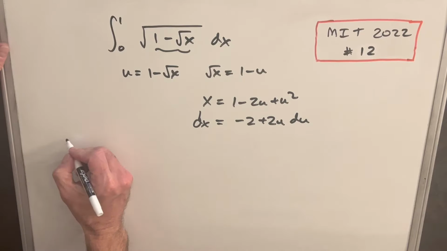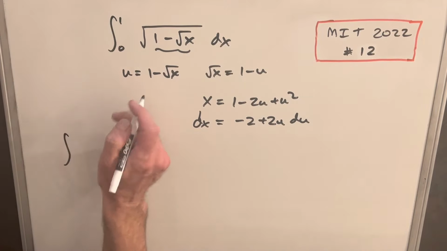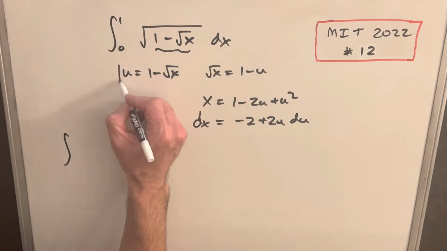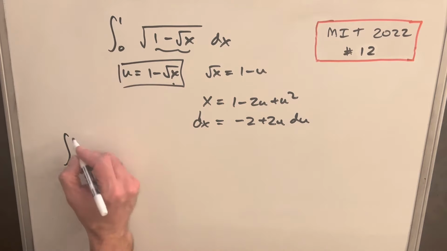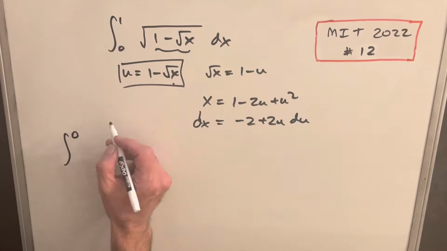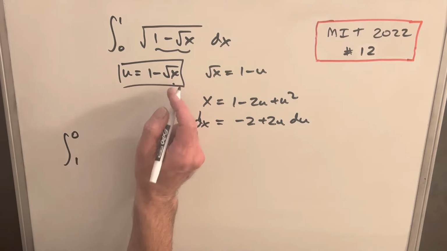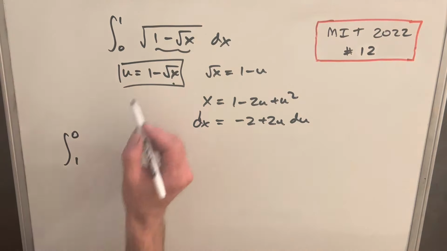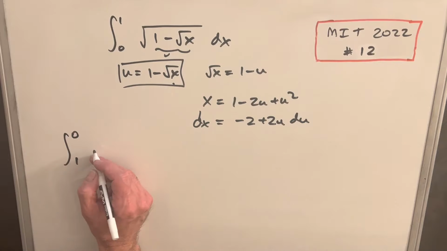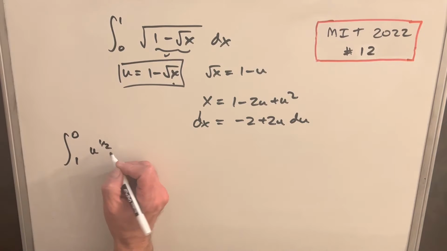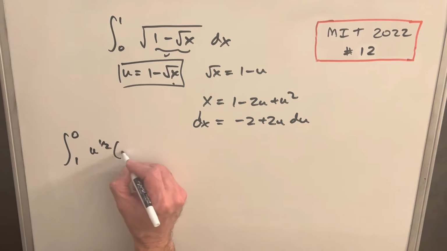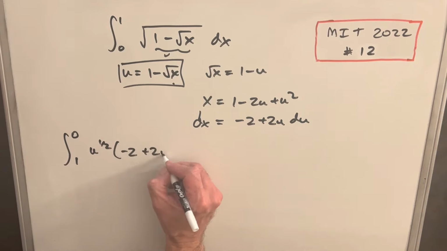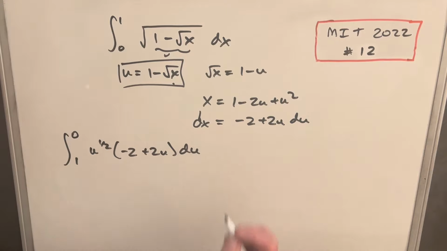Let's do our substitution. So for our bounds of integration, I'm going to plug in our bounds in here. So we'll plug a 1 in here for x, and we're going to have a 0. And we'll plug a 0 in, and we're going to have a 1. Then when we do our substitution, we'll have the square root of u, but I'm going to write this as u to the 1/2. And then for our dx, we'll have all this business here. So we're going to have minus 2 plus 2u du.